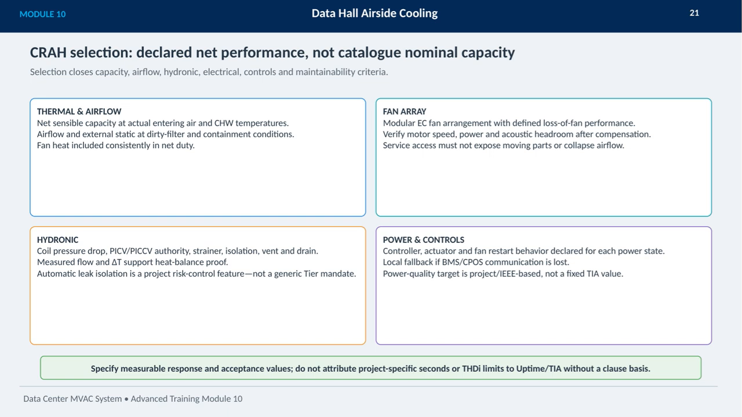Regarding power and controls, every power state must have declared behavior for controllers, actuators, and fan restarts. The system should include local fallback options to maintain operation if communication with BMS or CPOS is lost. Power quality targets are based on project specifications or IEEE standards, rather than a fixed TIA value. Finally, it is important to specify measurable response and acceptance criteria, avoiding the assignment of project-specific seconds or THD limits to uptime or TIA standards without a formal clause basis. This ensures clarity and aligns expectations in performance validation.